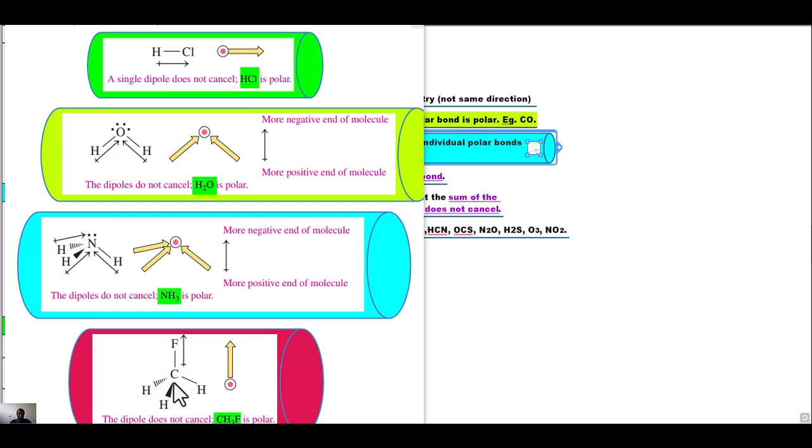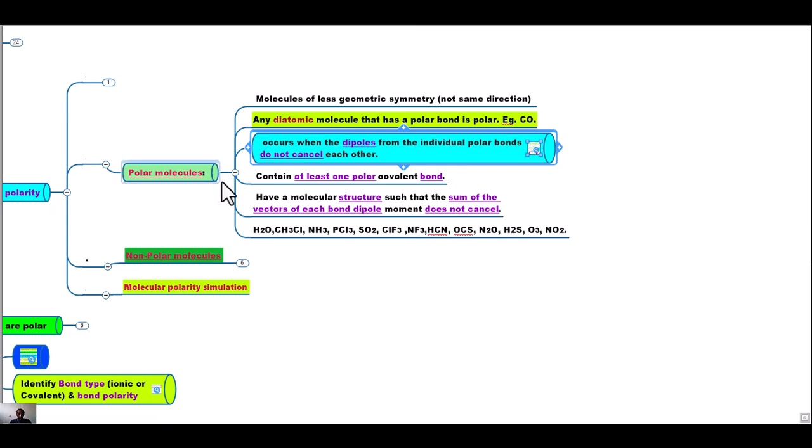Similarly, you can consider this. But this is a different case because the atoms that surround the central atom are not the same, because this is fluorine and this is hydrogen. So if the central atom is surrounded by different atoms, that molecule is considered a polar molecule. This is about the polar molecule.